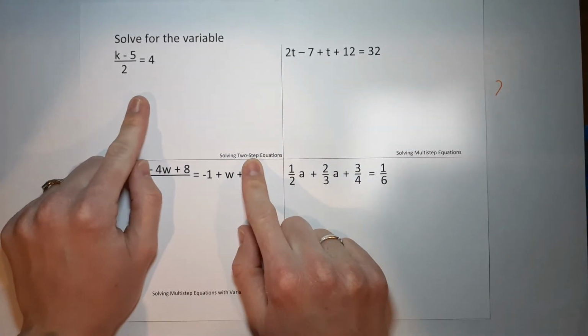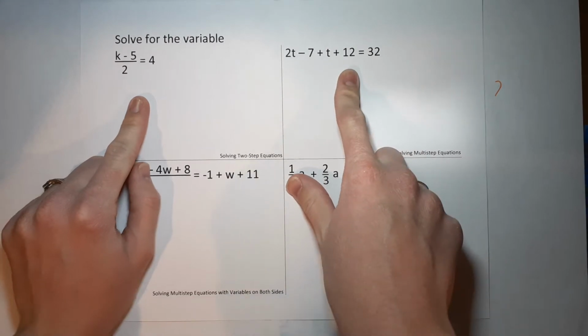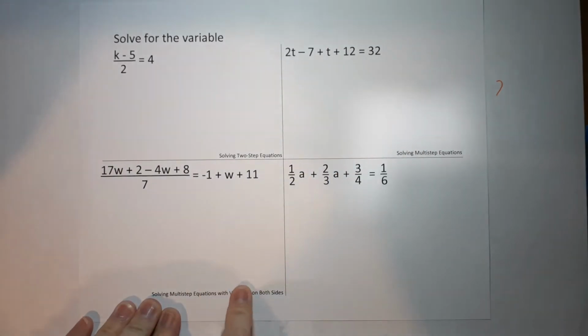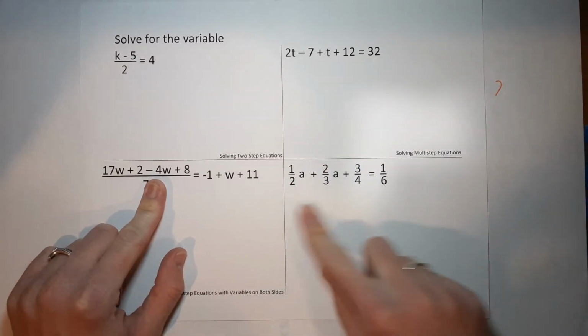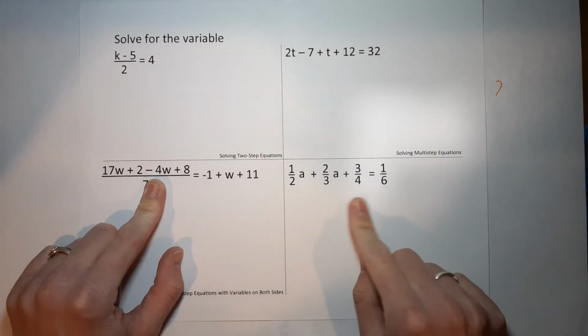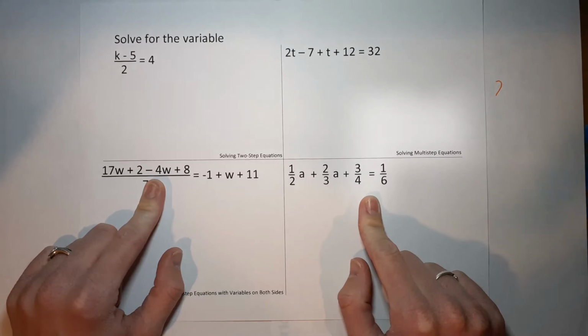Okay, we're going to do 4 problems. We're going to do a two-step equation, a multi-step equation, a multi-step equation with variables on both sides. What? And then we're going to throw one in with fractions because I know these are everyone's favorite, so I threw that in there just for fun.